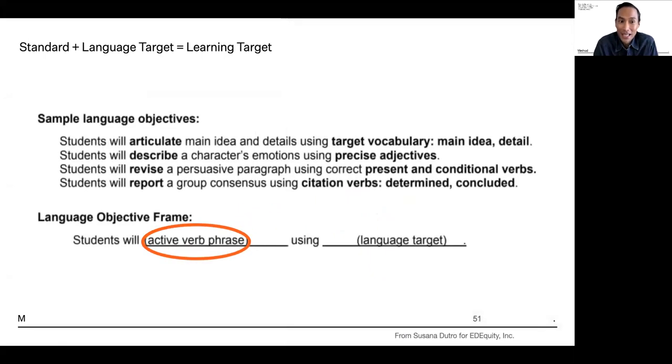All right, so these are some examples of language objectives. You can see the first one up there. I'm not where the circle is, but students will articulate main idea and details using target vocabulary. So you can see all of these describe in precise adjectives, revise with present conditional, report with the citation verbs like determined. All these follow a predictable pattern. You have active verb phrasing using the language target. You can use these from beginner to advanced. But you have to combine different things in order to get here.